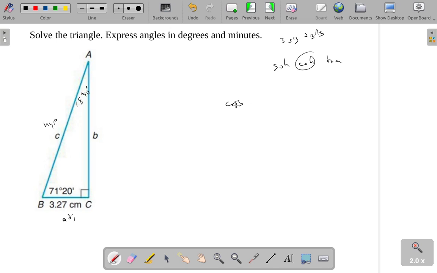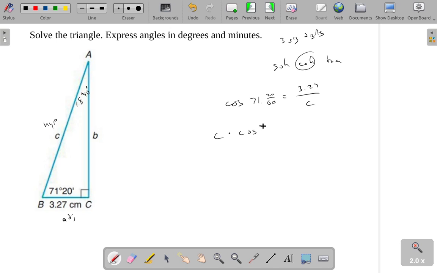So the cosine of my angle, 71.3 repeating, or I could say 71 and 20/60ths, equals my adjacent, which is 3.27, over the length of the hypotenuse, which is unknown in this case. So I'm just going to call it C. Okay, so if I want to solve for C, this C is currently in the denominator, so I'm going to multiply both sides by C.